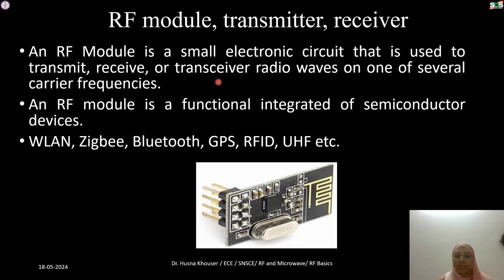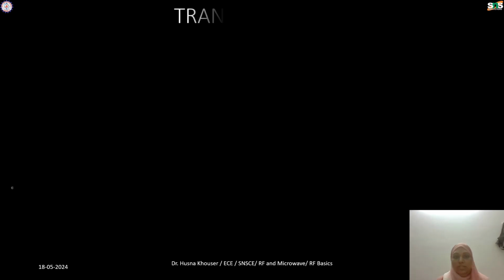And here we can see that when we are going to transfer a signal, we'll also have the carrier frequency, that we'll discuss in the oscillator block. This RF module is a functional integration of semiconductors, like we use in, for example, WLAN, Zigbee, Bluetooth, GPS, RFID. All of these will have a transceiver module.